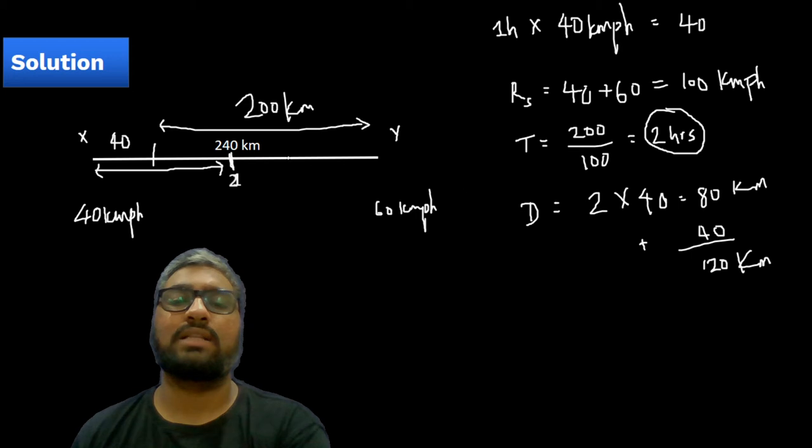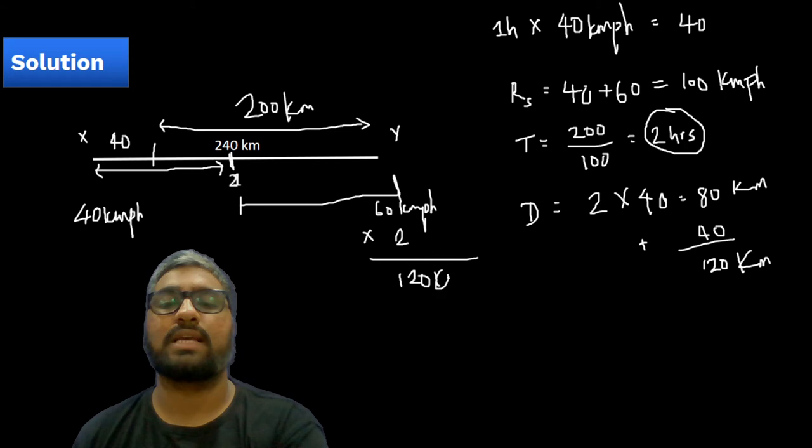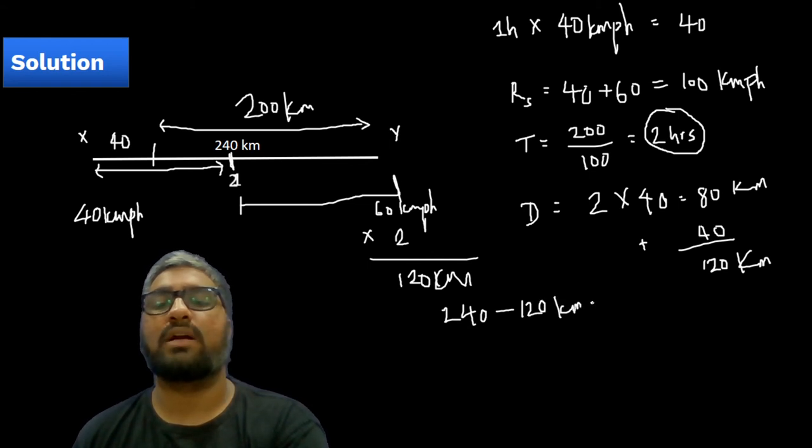Or you can go the other way around also, because this distance would be what? Total minus this. Correct? So at 60 kilometers per hour, if Y travels for 2 hours, then he has covered what? 120 kilometers. So out of 240, if 120 is covered by Y, then the other would be covered by X. 120 kilometers.